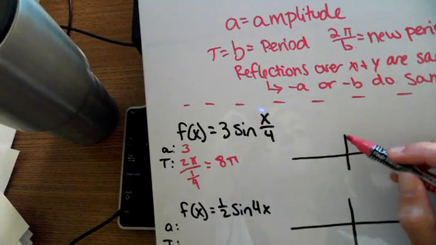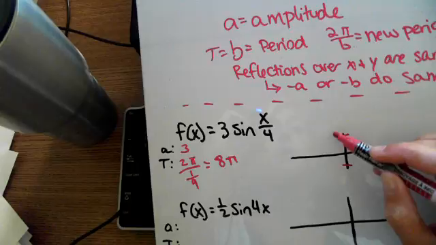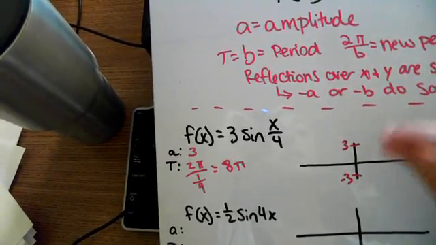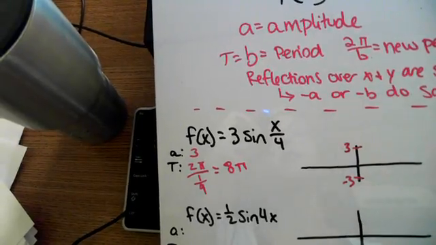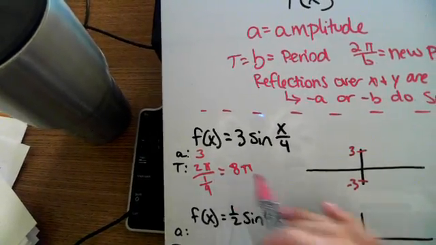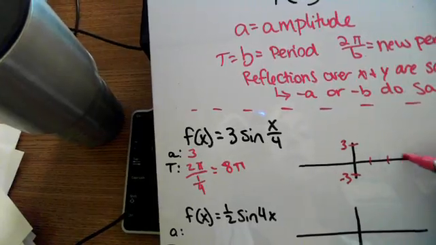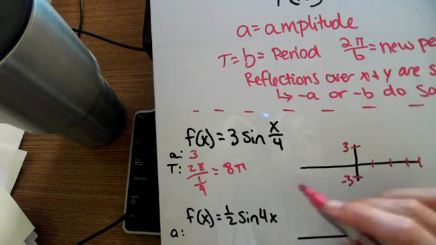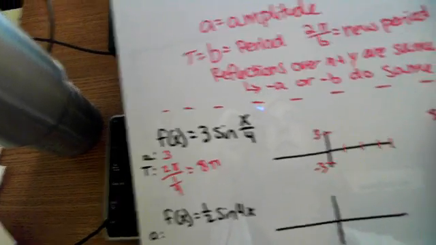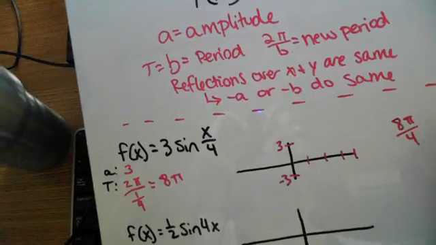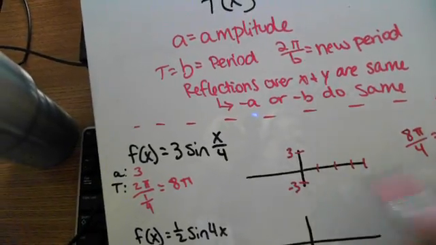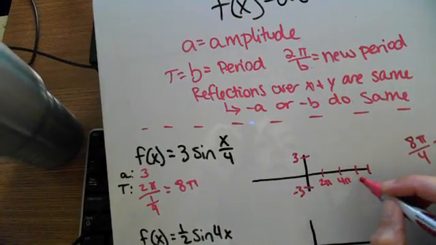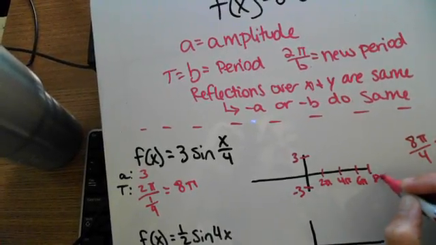When we go to graph this, I'm going to put in my amplitude, so we're going to go all the way up to +3, all the way down to -3. My amplitude is the distance above and below your starting point. Period is 8 pi. We need 4 increments to graph one complete period, so the easiest way is to take your period, 8 pi, divide it by 4, and that tells me each increment is going to be 2 pi units long. That means this is 4 pi, 6 pi, and then 8 pi.